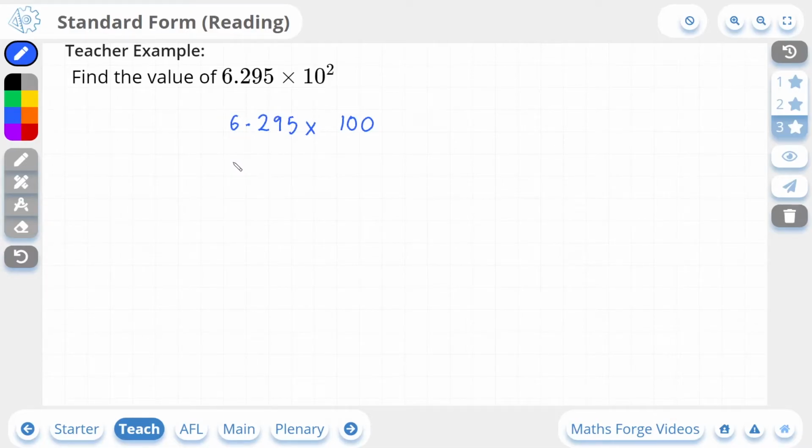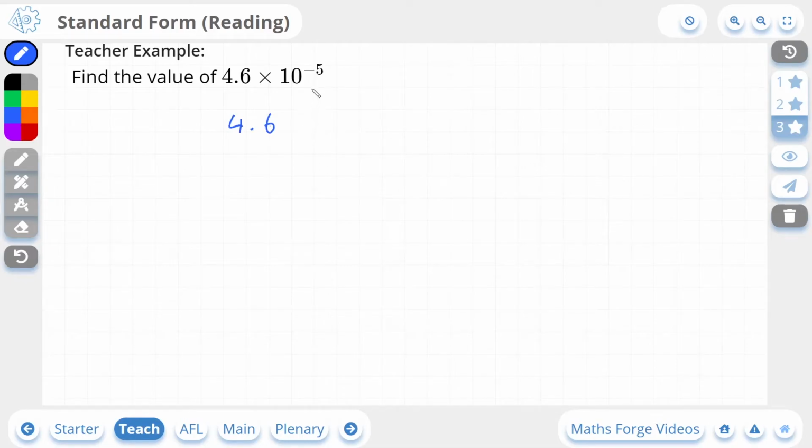And this is going to leave us with a final answer of 629.5. So the 2 and the 9 have moved 2 spaces to the left. And then we have the decimal point there. And then we have a 5 afterwards. And if we check our answer, there it is. So we'll do one more 3-star example with a negative power. So we have 4.6 multiplied by 10 to the power of negative 5.